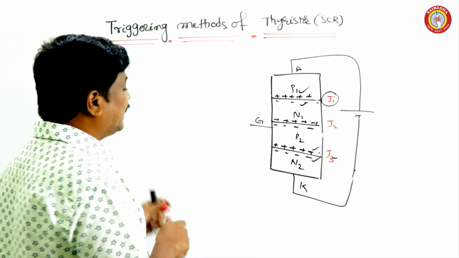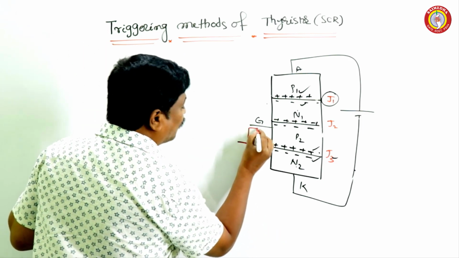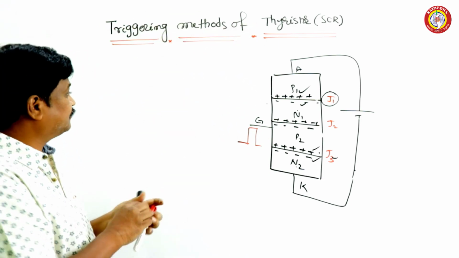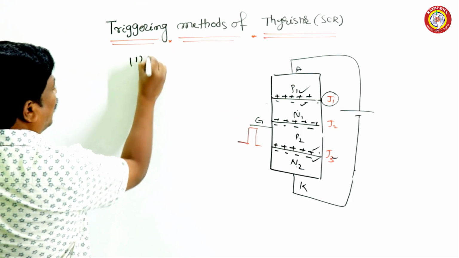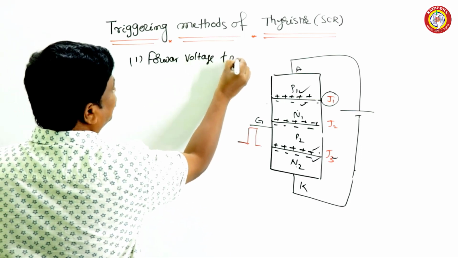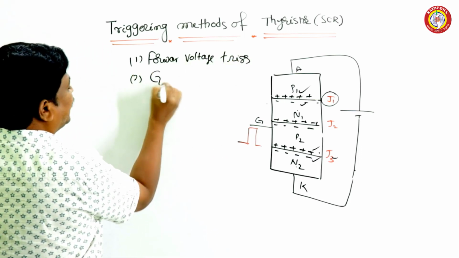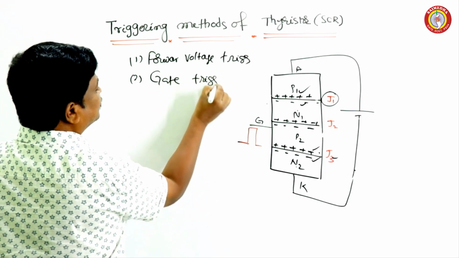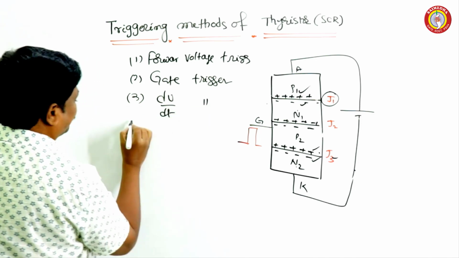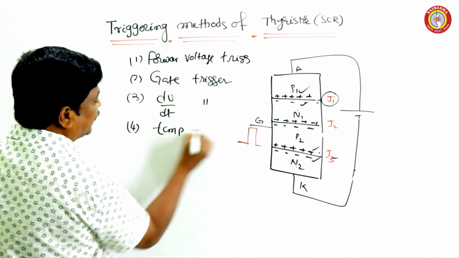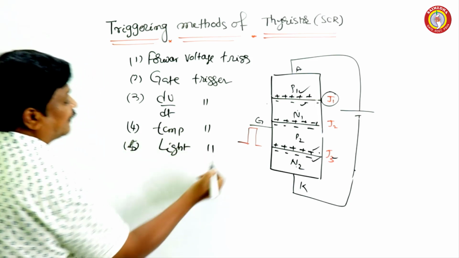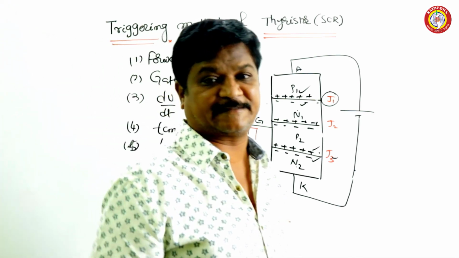Now, you see here, the gate positive triggering is applied here. What are the various methods of turning on the SCR? Number one, forward voltage triggering. Number two, gate triggering. Number three, dV by dt triggering. Number four, temperature triggering. The last one is light triggering.